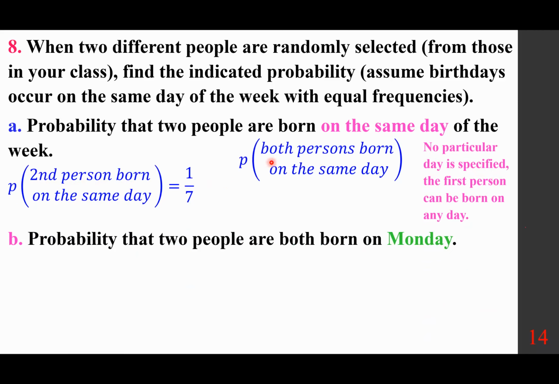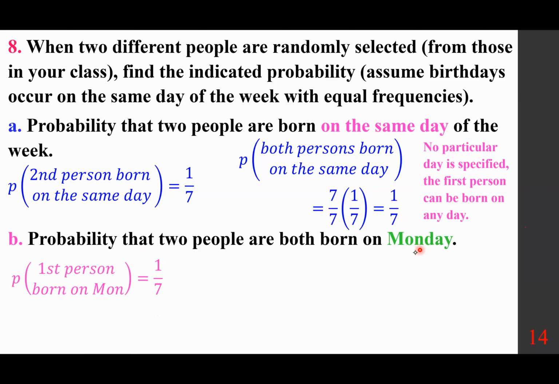So to have both of them have the same birthday, the first one can have any of those days. So it's 7/7. It's the other one that has to have the same birthday, and it's 1/7. And their product is 1/7. So again, on the same day, but if we specify the day, which doesn't matter, by the way, Monday, Tuesday, Wednesday, a specific day, each of those two people has the same probability of 1/7.